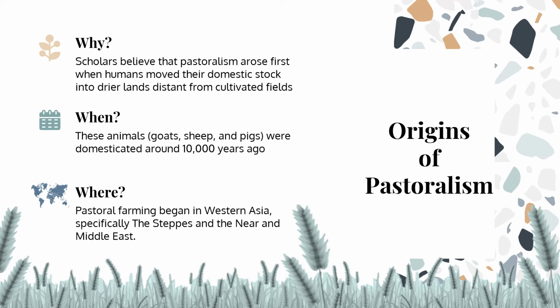This happened about 10,000 years ago, so the first really domesticated animals, and this should be a little bit of a review because we did cover this, were goats, sheep, and pigs, but we also see horses, cattle, other animals as well, but these are the main ones. So this started about 10,000 years ago in Western Asia, specifically the steppes and Near and Middle East, which we'll look at a map in a moment. There aren't any questions on this slide, so I'm going to go ahead and move forward.